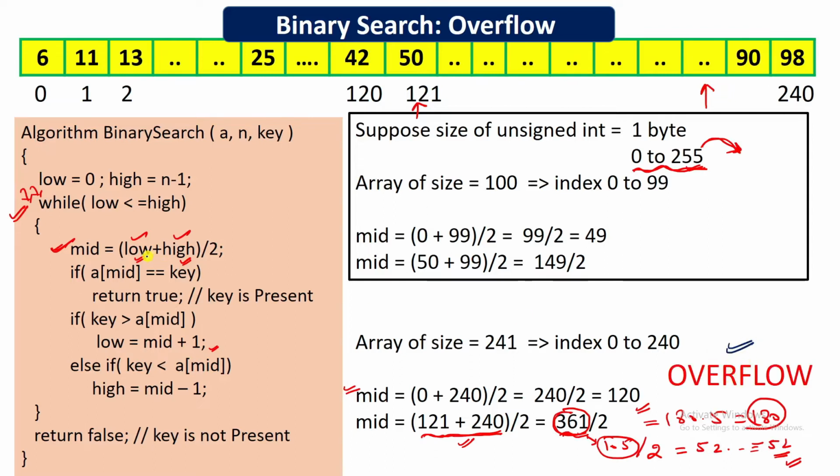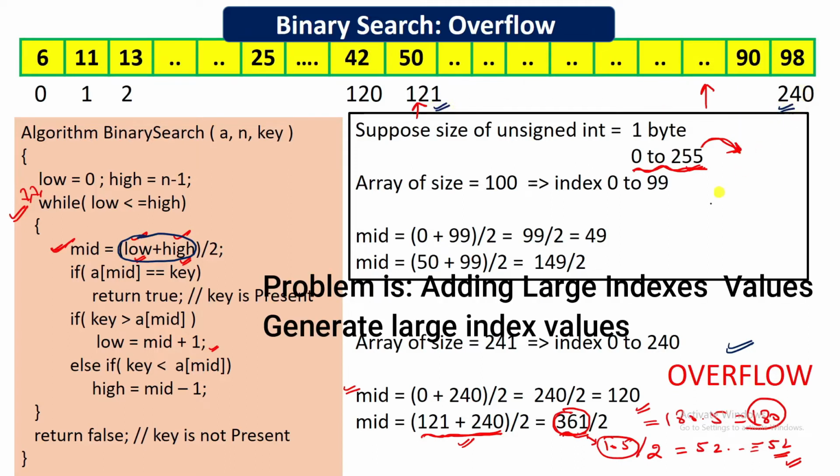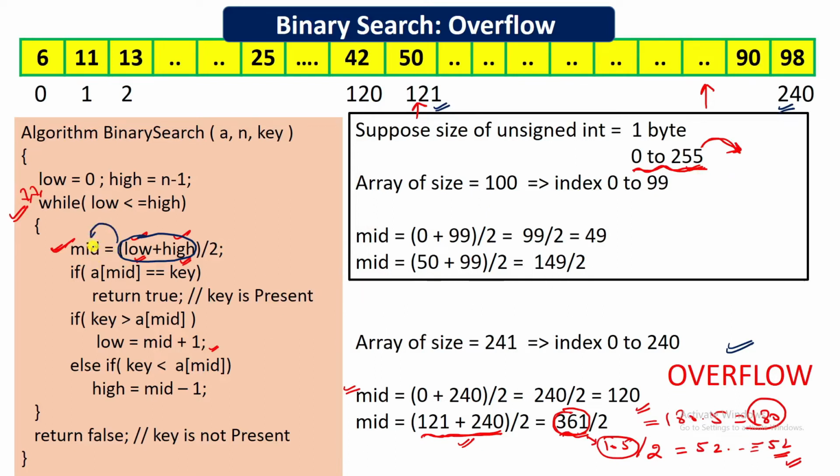I hope you have understood what the problem is. The problem is that we are adding the numbers, and after adding these two numbers we get a value which is out of the range of the unsigned int data type, which cannot be adjusted inside mid. Now the same problem can occur for another example also.